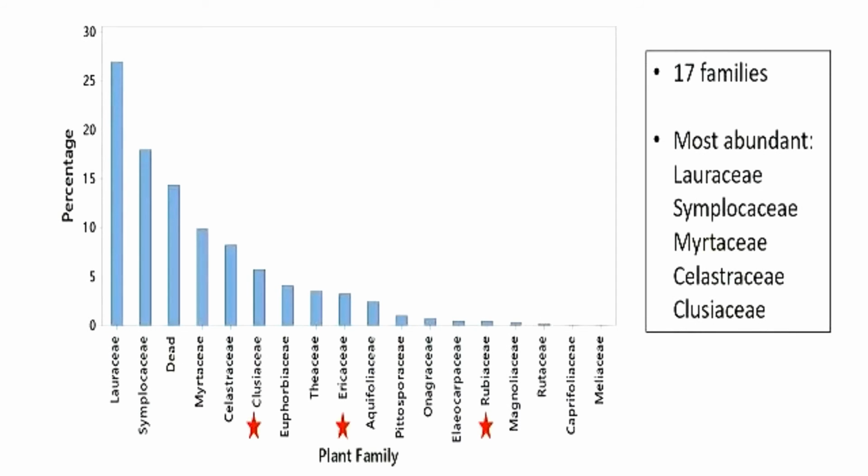When we look at the plant family composition in both sites, the most abundant are Lauraceae, Symplocaceae, Myrtaceae, Celastraceae, and Cruciaceae. But according to the previous study done by Balasubramaniam and his research group in 1993, the most abundant ones are Lauraceae, Symplocaceae, Myrtaceae, then Rubiaceae, Ericaceae, and Cruciaceae. You can see in the present study, the three plant families Rubiaceae, Ericaceae, and Cruciaceae have a very low percentage of trees. That means the family composition has also changed over time.